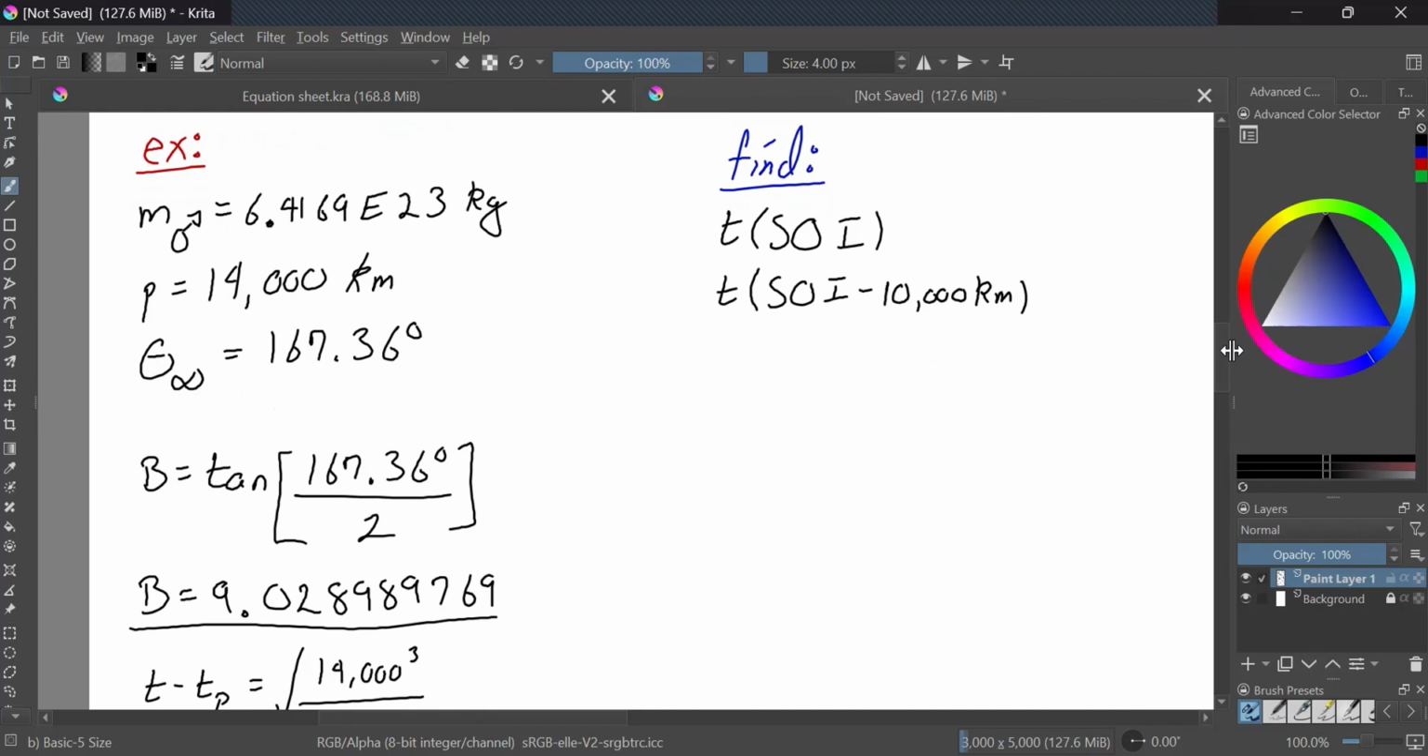And this is a good opportunity to practice something that I've kind of neglected for the last few episodes. We were given a mass, we want the gravitational parameter. So, the mu of Mars is going to be 6.4169 times 10 to the 23rd. Yeah, I copied that down, right? Good.